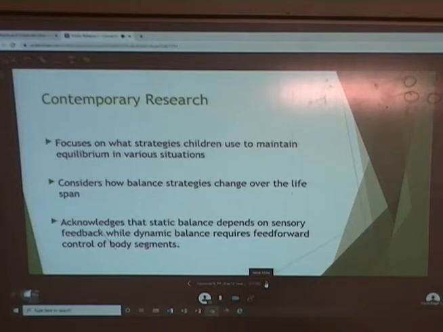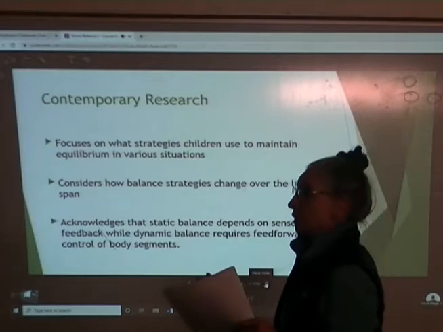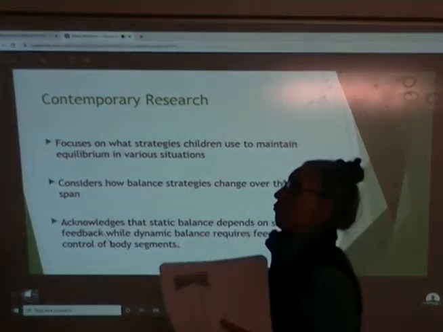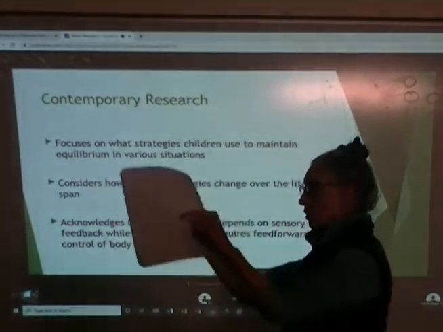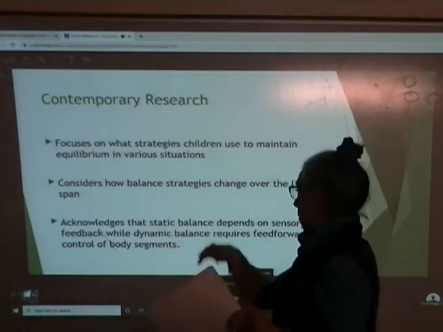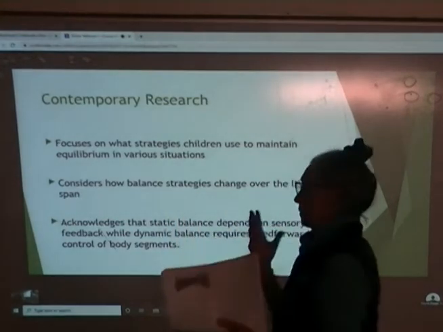So more recent research has been looking at what kind of strategies children and adults use to maintain equilibrium and balance in different situations. They're looking at the development of balance strategies across the lifespan. The film clip that I showed you when we were looking at chapter 9, that moving room situation, is some of the information that looks at these strategies.